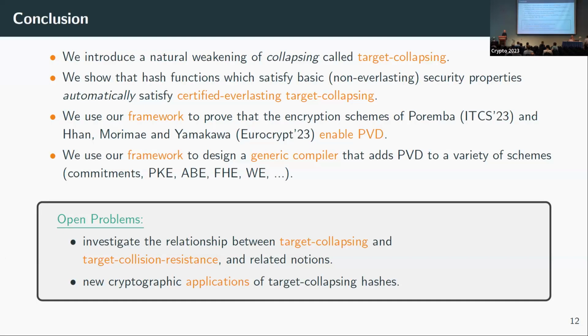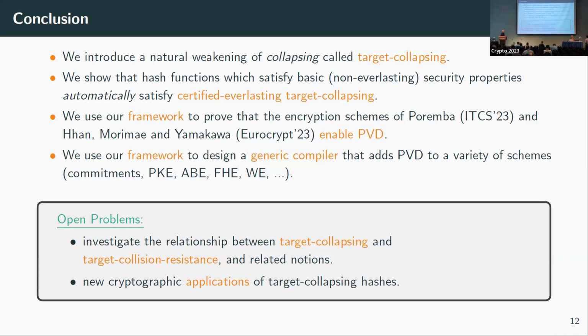Hi, thanks for the talk. So this target collapsing property depends on this measurement and distribution D. That's right. I'm just wondering if you replace the hash function with a random oracle, for which M and D does it satisfy the target collapsing property?